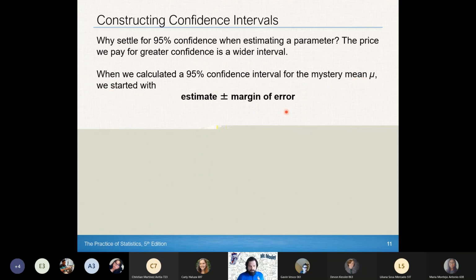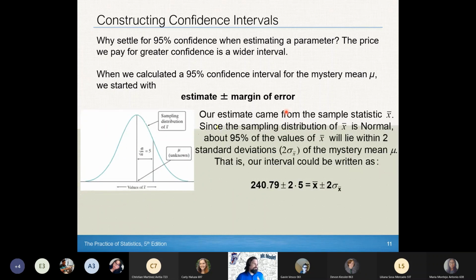Right? Our estimate came from the sample statistic x bar. Since the sampling distribution of x bar is normal, about 95% of the values of x bar will lie within 2 standard deviations, right? 2 times sigma x bar of the mystery mean mu. That is, our interval could be written as 240.79 plus or minus 2 times 5, which would be x bar plus or minus 2 times sigma x bar.